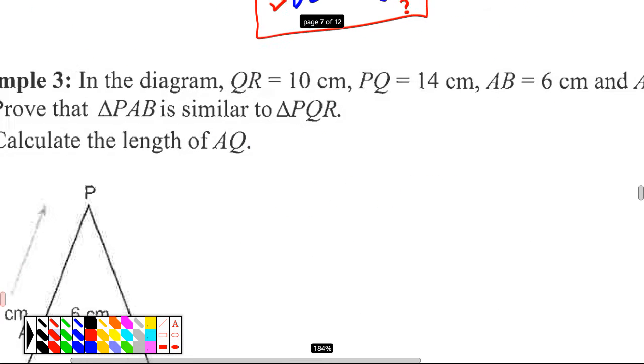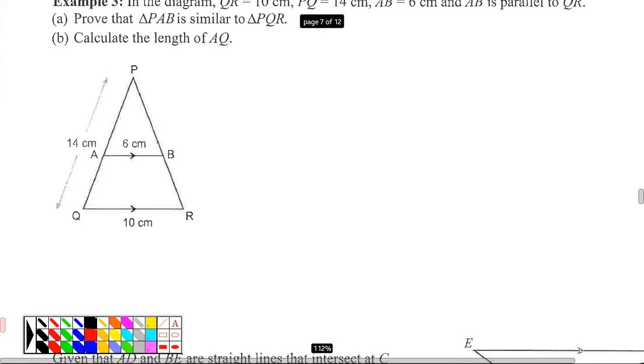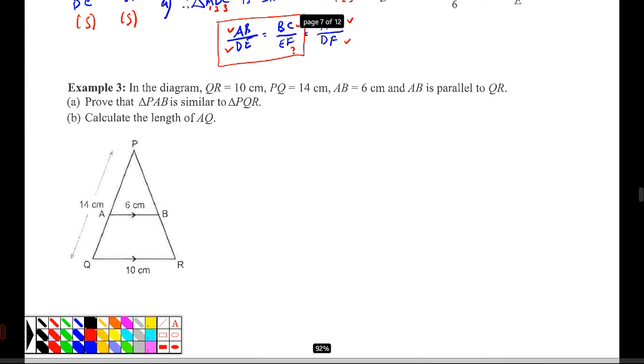Next. Let us finish first. Those who are done, go on to Example 3. Cross multiply and then rearrange and then you get the answer. Example 3: show that they are similar.